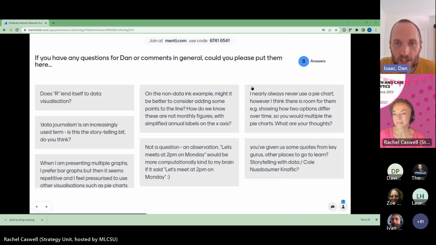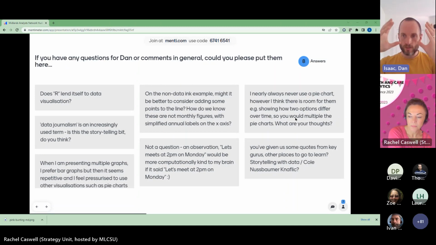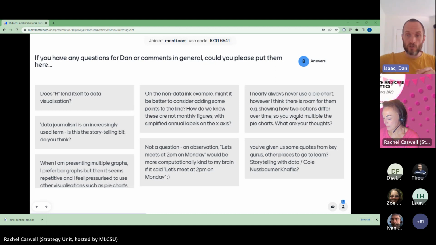I nearly always never use a pie chart, however, I think there's room for them, e.g. showing two options differ over time. So we'd use multiple pie charts. There is actually research on this with pie charts, with two options, and in particular showing progress over time, something like how far you are through your show on Netflix. That is one thing that pie charts have been shown to be quite good for. And I think largely because people can read a clock and you can make a judgment about how far you are through the circle.